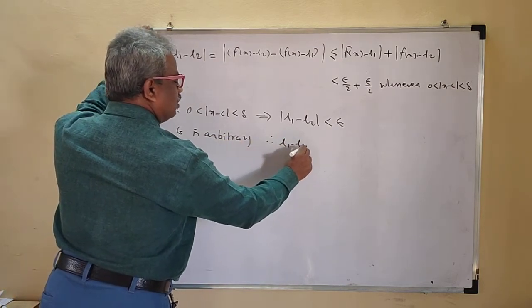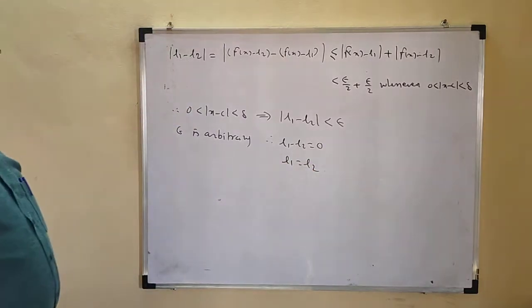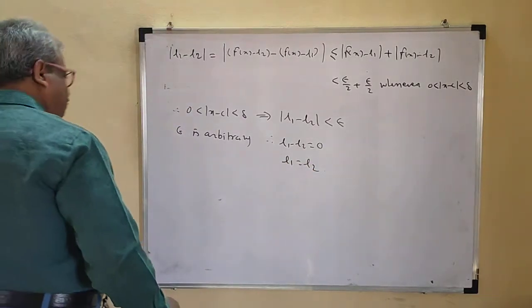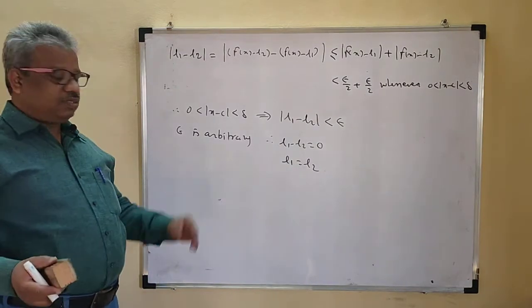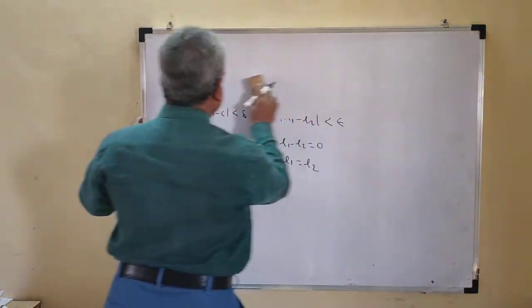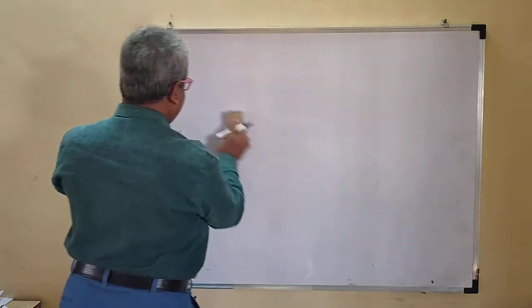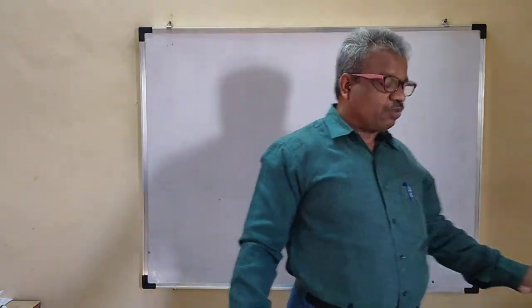Therefore L1 minus L2 is equal to 0. Therefore L1 is equal to L2. So now our theorem is over. We have shown that if a limit exists, then it is unique. That we have proved now.